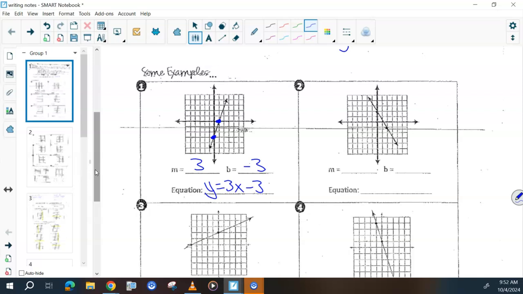Okay. Alright, let's do number 2. What is that y-intercept? 2. And then there's a point right here. What is that slope? But negative, because it's going down to the right. So what would that equation be? Y equals -3 over 2x plus 2.